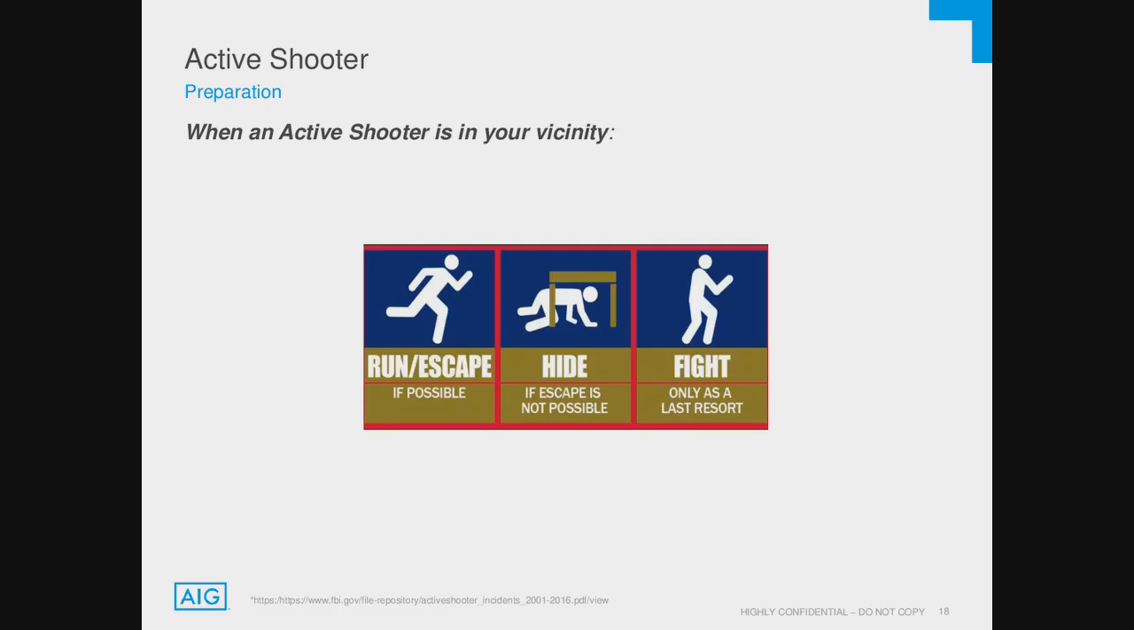So back to preparation. When an active shooter is in your vicinity, you run, get out. Don't take your phone. Don't take your shoes if you have them off. Just get out. The next thing is to hide. The best place is a secure office with no windows. Blockade the door as much as you can. Do as much as you can to discourage the active shooter from coming in. And then as a last resort, you fight.